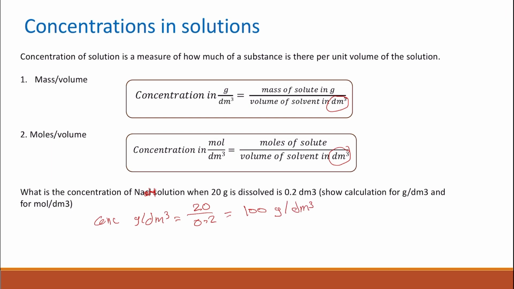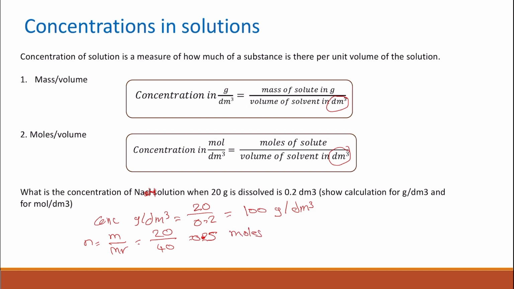So what about the concentration in moles per decimeter cubed? We need to change the mass into moles. So we know that number of moles will equal mass over formula mass. The mass here is 20. The relative formula mass for sodium hydroxide, when you do your calculation, is 40. So the number of moles is 0.5. So we have 0.5 moles.